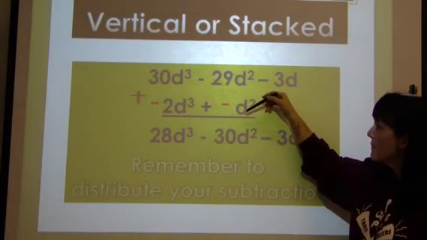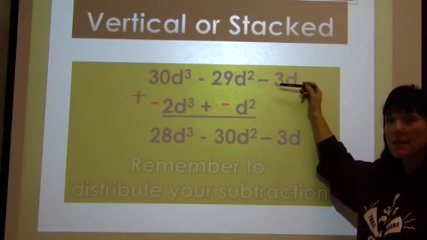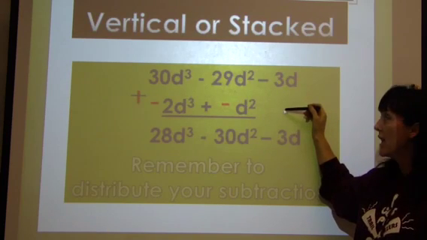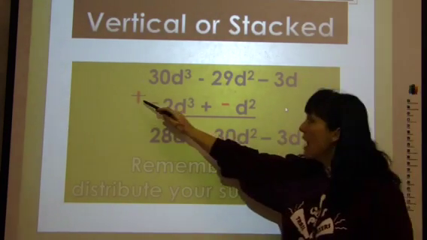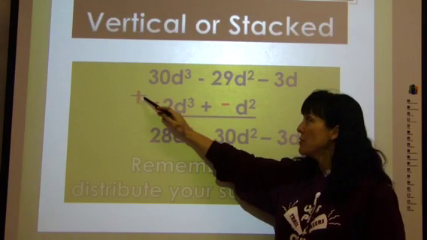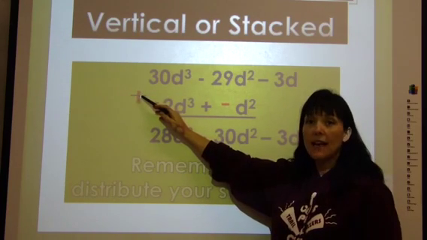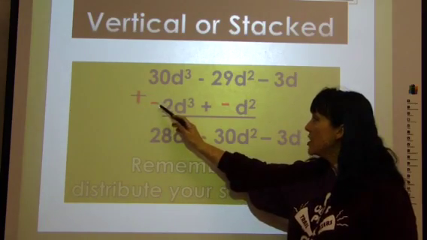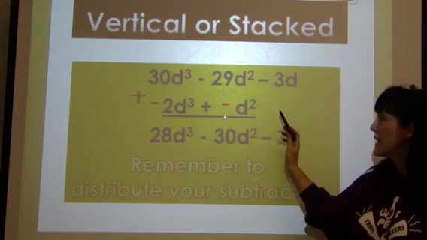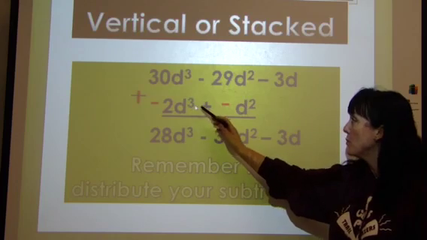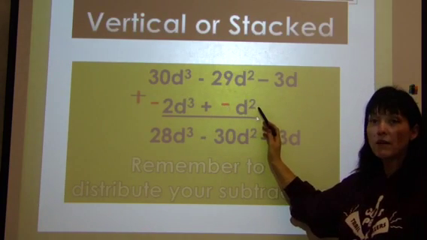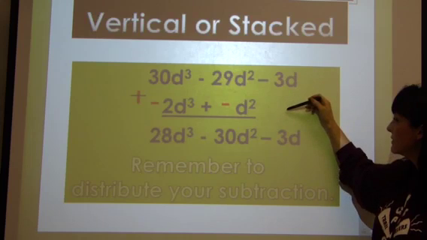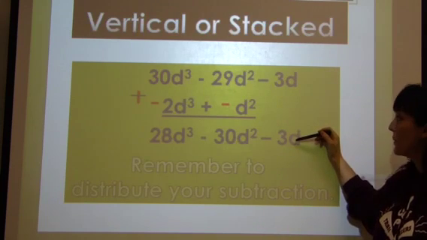I stacked them, and you do the exact same thing as when you're adding, but you just subtract. We've got negative 3d and there is nothing underneath of it. I want to reference that I did change my subtraction to adding the opposite. So I changed it to an addition and I changed each term to the opposite sign. So I have negative 2d cubed plus negative d squared. Back to this side. We've got negative 3d plus nothing, so I have negative 3d.